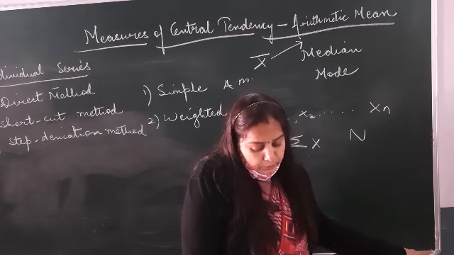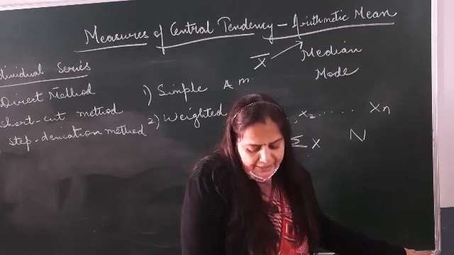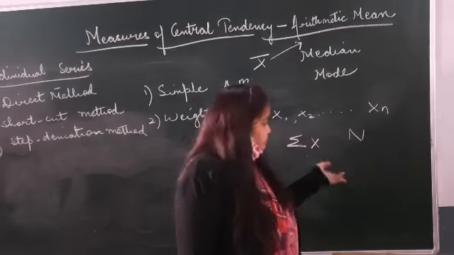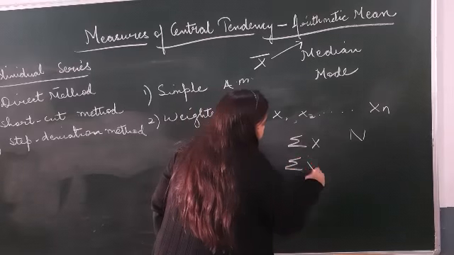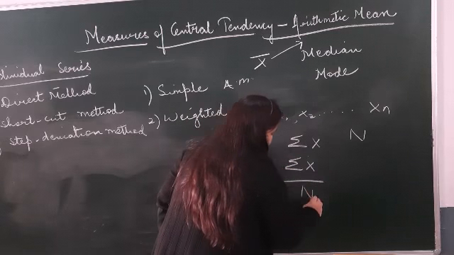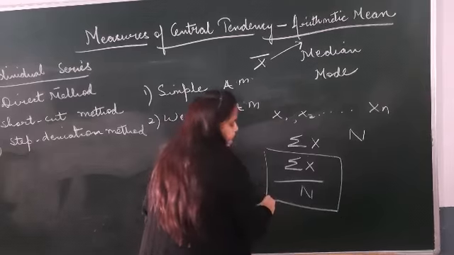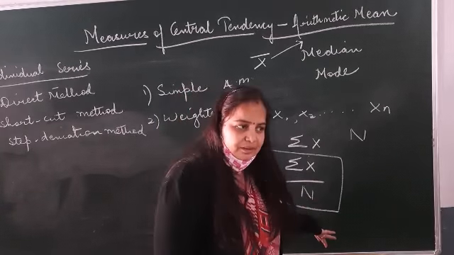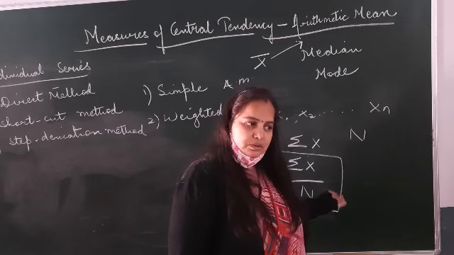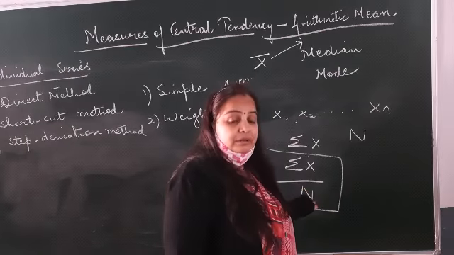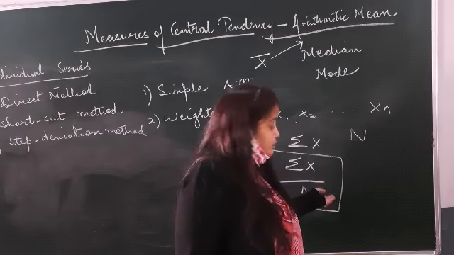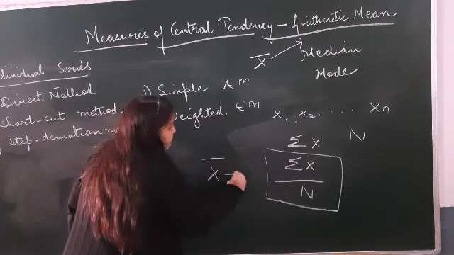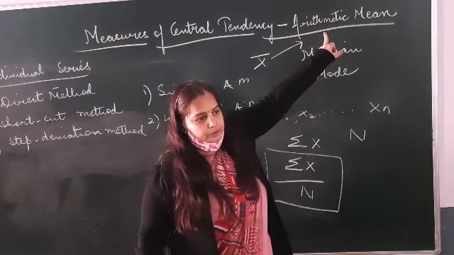In the last, what you will do? Divide the total value of all the items, that is sigma x, by the total number of items. Means this sigma x upon n. If you do, what you are going to get? Mean. You are going to get arithmetic mean. So very simple. Arithmetic mean calculate करना है अगर direct method से individual series में, तो बस यही formula लिखना है. X bar. X bar stands for what? Just now I told you.